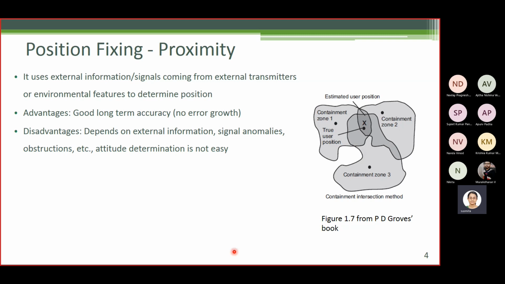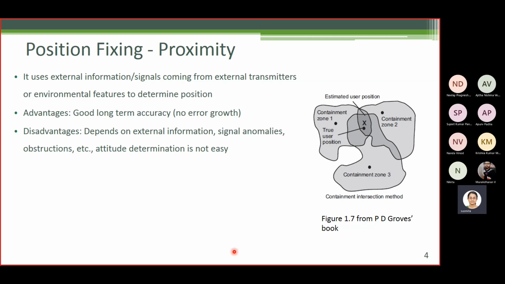Now we saw that in case of dead reckoning, attitude is important. So we need to have a means to find the attitude. A complete dead reckoning system gives attitude, whereas in case of position fixing, attitude determination is possible, but not as easy as dead reckoning. So you need to do something more to get attitude from position. Not all the systems will give you attitude, but some systems do.